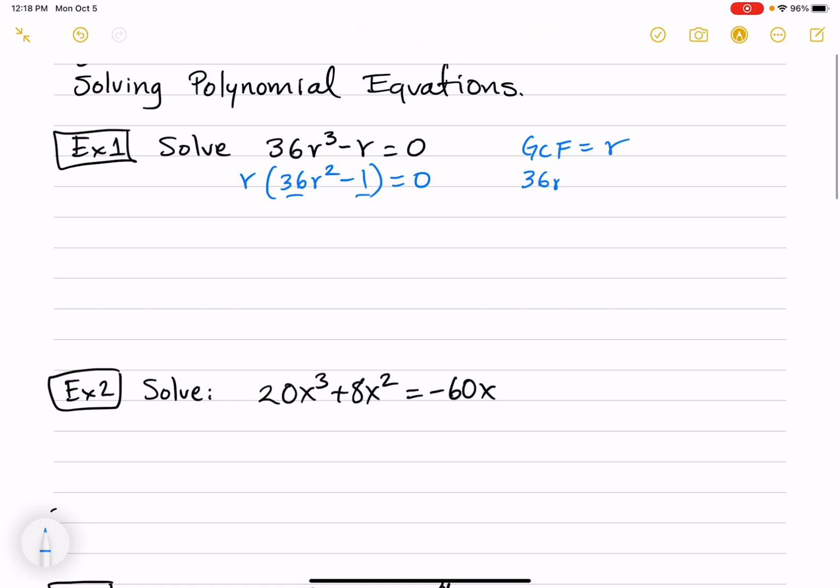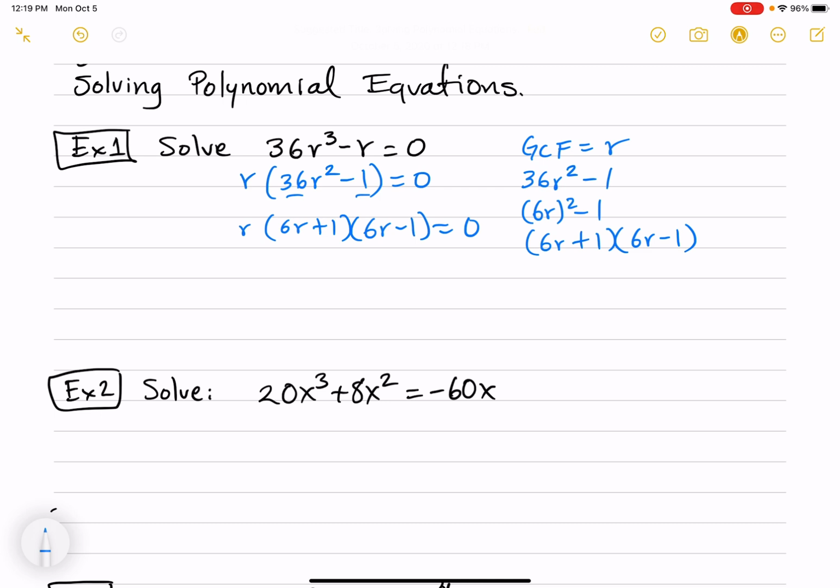I'll do it on this side. This is the same thing as (6r) squared minus 1, so it's going to factor into 6r plus 1 and 6r minus 1. So this becomes r times (6r plus 1) times (6r minus 1). And then we use what we call the zero product property, which says that if we have two or more numbers that multiply to 0, then the first number is equal to 0, or the second number is equal to 0, or the third number is equal to 0. I forgot to put the word or here.